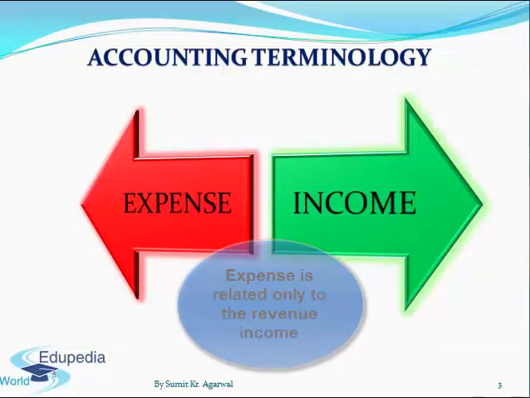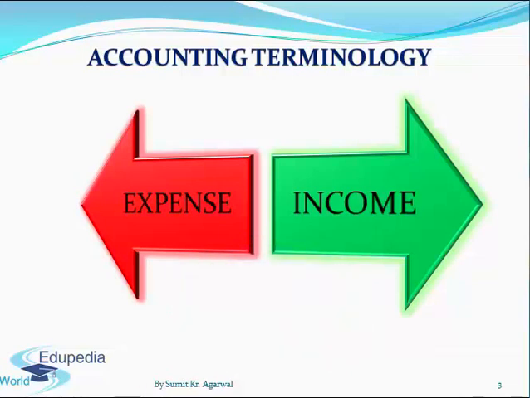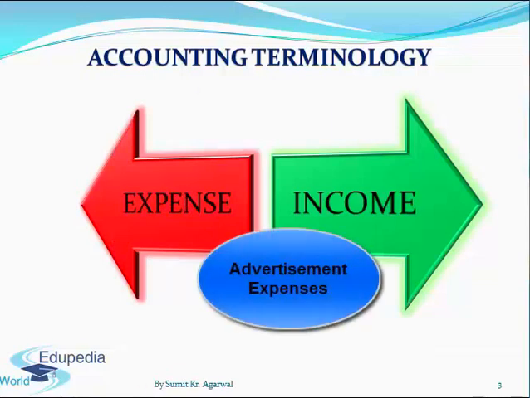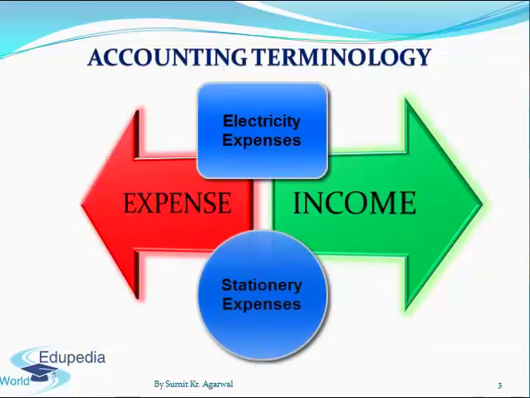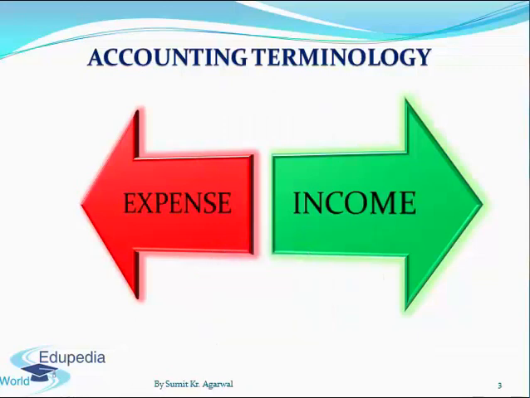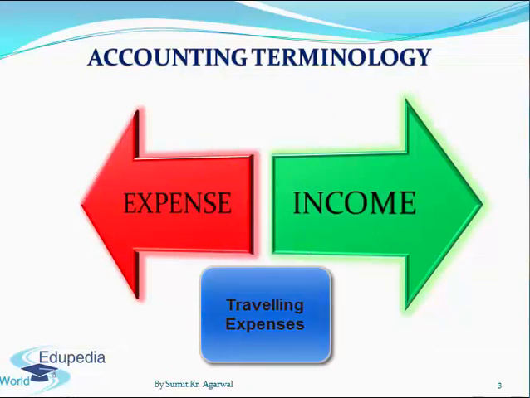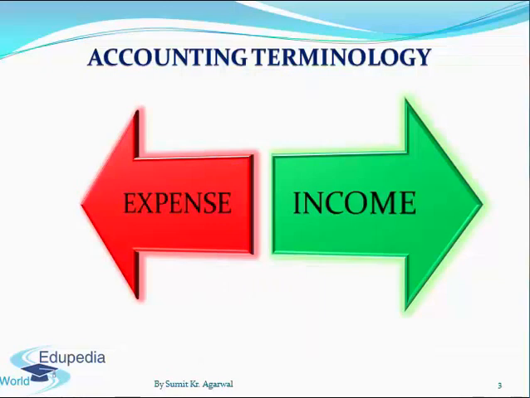Money spent to buy an asset, for example furniture or plant and machinery, is an expenditure for the business, but it is not an expense for the business in that particular accounting period. Few of the examples of expenses are advertisement expenses, electricity expenses, stationery expenses, office rent, traveling expenses. So all these revenue expenditure done for day-to-day operations of the business are expenses of the business.